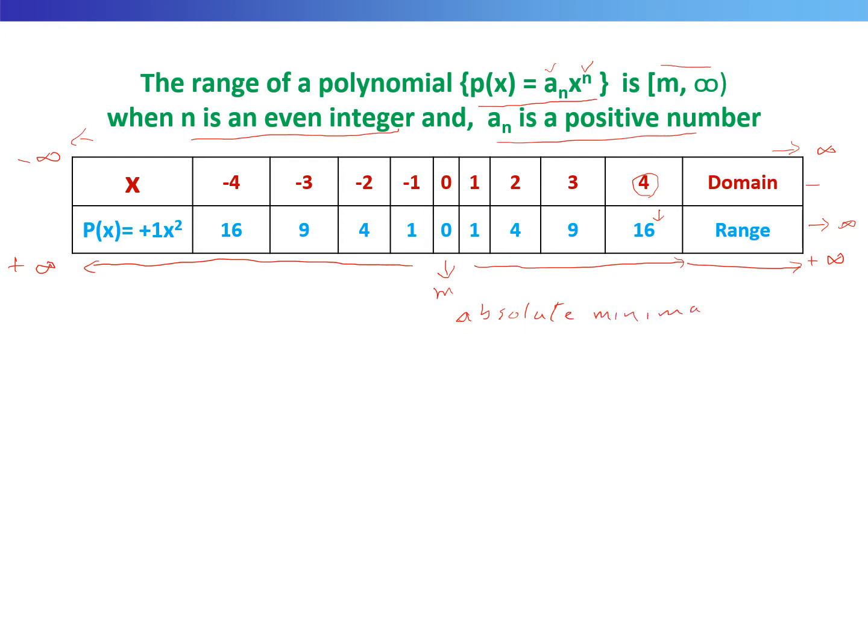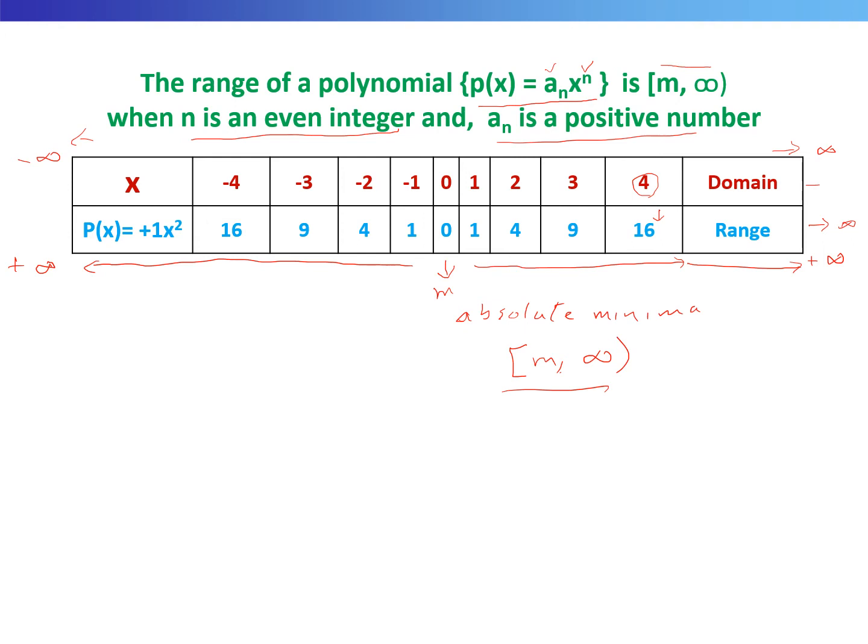Since 0 is the absolute minima, we can conclude that the range of the polynomial p of x equal to x squared is from m, which is the absolute minima, and it is included, because 0 is part of the range, all the way until positive infinity. So this is the range of the polynomial of degree n, which is even, the first condition, and of a positive coefficient, plus 1, which is the second condition.